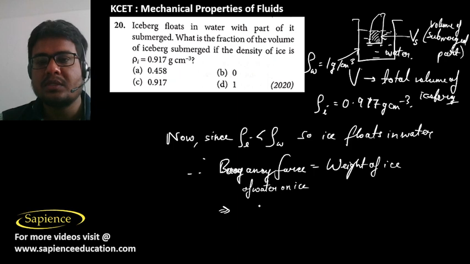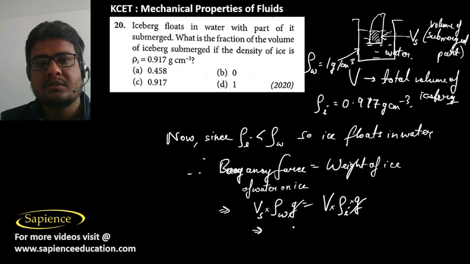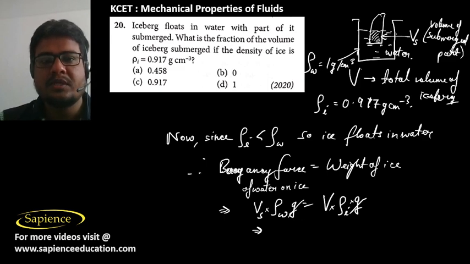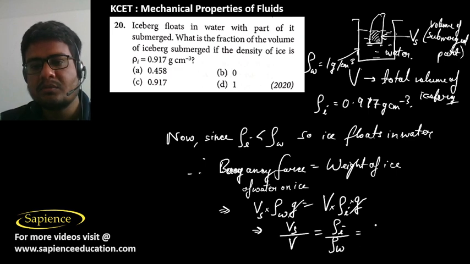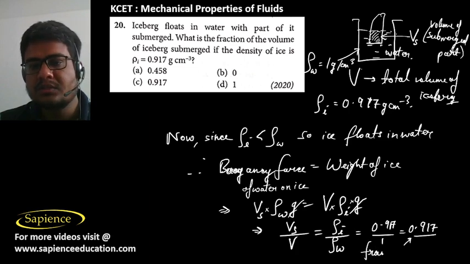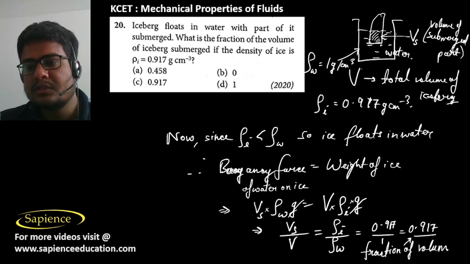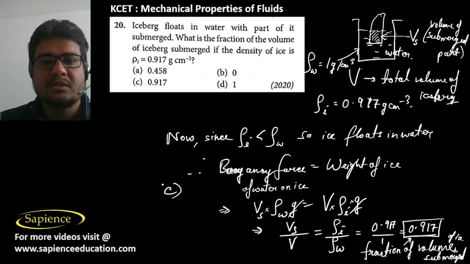So the buoyancy force of water on the ice is the submerged volume of the ice into the density of water into G, which will be equal to the weight of the ice, the total volume of the ice into the density of ice into G. Here G and G will cancel. We have to find the fraction of the volume of the iceberg submerged, Vs by V. So Vs by V will be rho I by rho W, that is 0.917 divided by 1, which is 0.917. This is the required fraction of the volume of the ice that is submerged in the water. So the answer is 0.917, and option C is the correct answer.